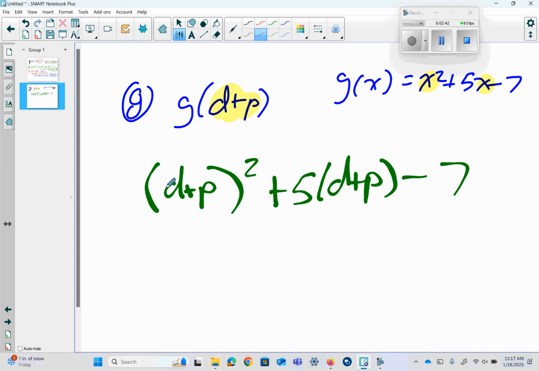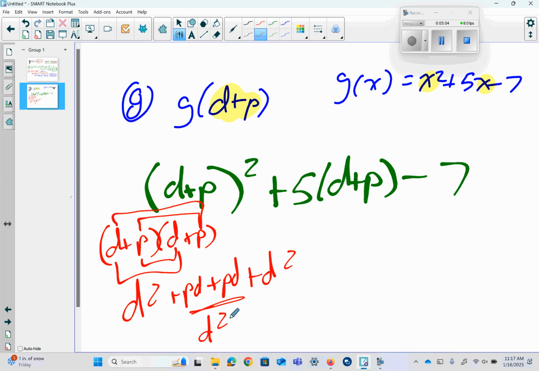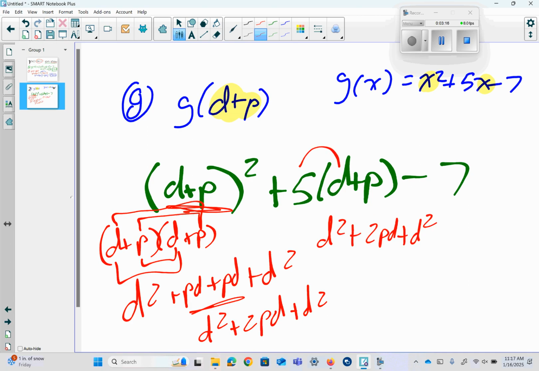So you do a little bit of math, realize d plus p squared is d plus p times d plus p, FOIL, so d squared plus pd plus pd plus p squared. We have 2 pd's, so d squared plus 2pd plus p squared. That replaces this. And then distribute over the parentheses, plus 5d plus 5p minus 7. Take a look if you have any like terms.